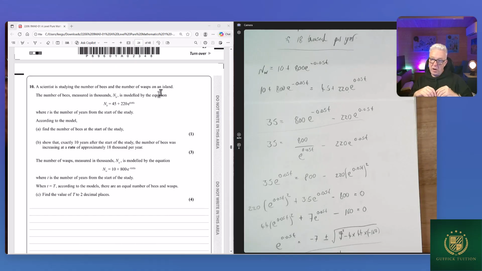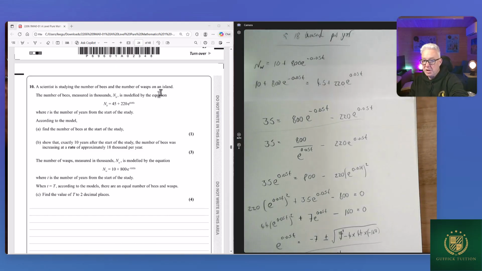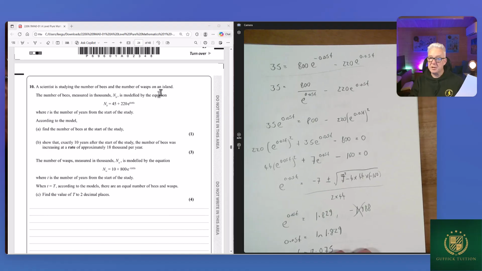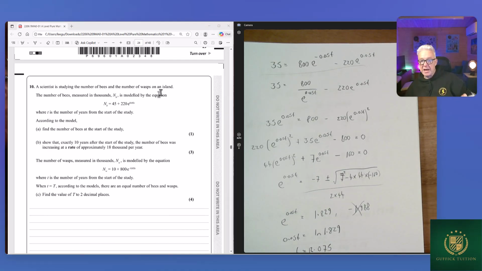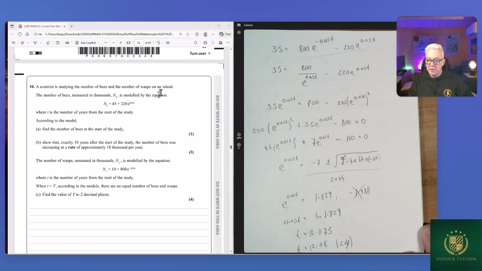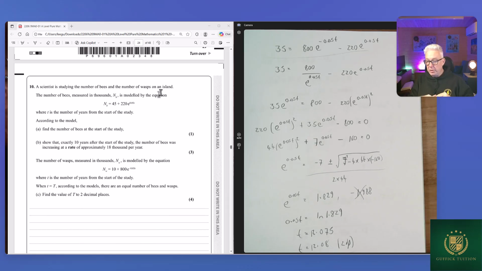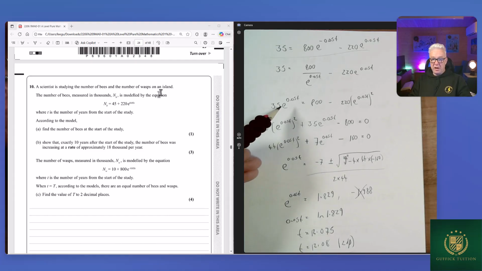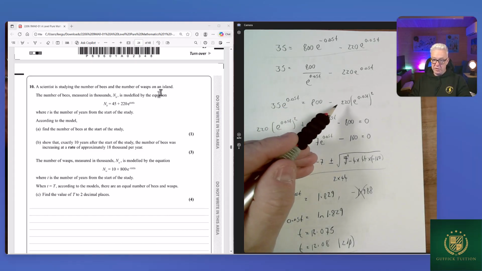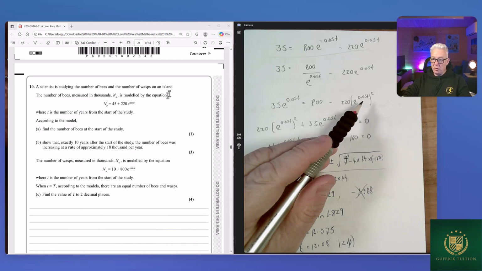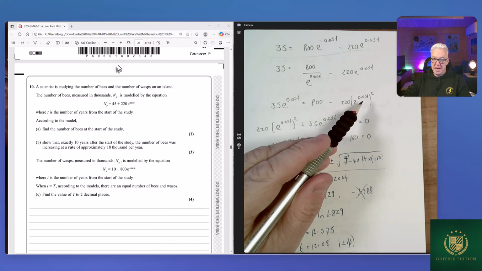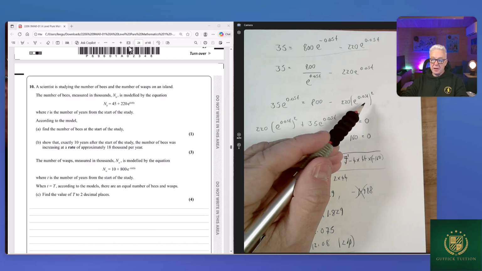Okay, now what else can we say? Let's rewrite this expression 800 e to the minus 0.05t, because that's the same as 800 over e to the 0.05t, and that's our clue about how to take the next step with this question. Because what we need to do now is multiply everything by e to the 0.05t, and it's going to give us like a hidden quadratic. So we get 35 e to the 0.05t equals 800 minus 220 e to the 0.05t squared. So this is our hidden quadratic.